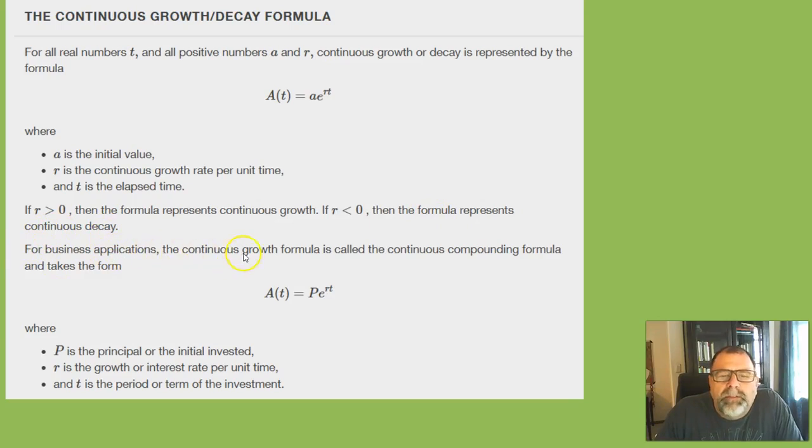For business applications, the continuous growth formula is called the continuous compounding formula and takes the form A of t equals P e to the rt. So you hear people say PERT because that's what it looks like, PERT. Okay, so P is the principal, your initial amount, initial value, which is the same as a for amount, and then e to the rt, where P is the principal or the initial amount invested, r is the growth or interest rate per unit time, and t is the period or term of the investment.